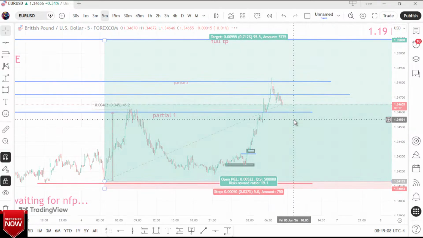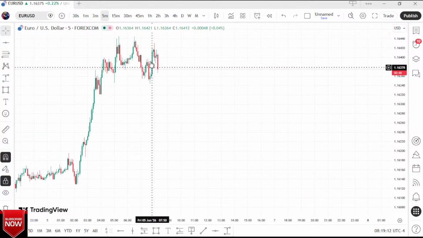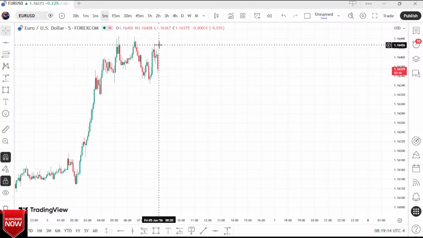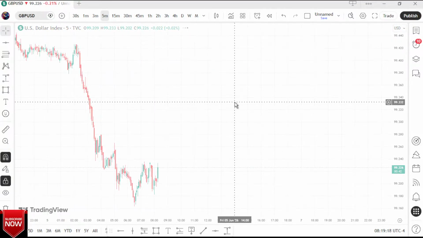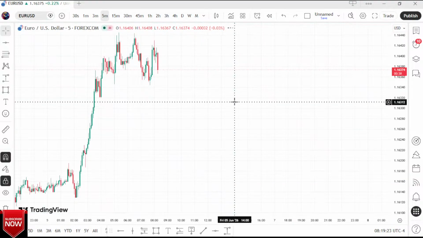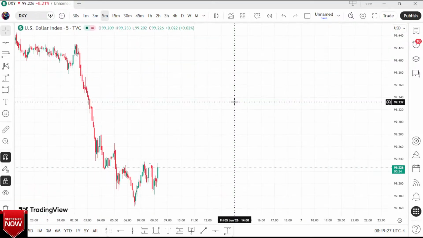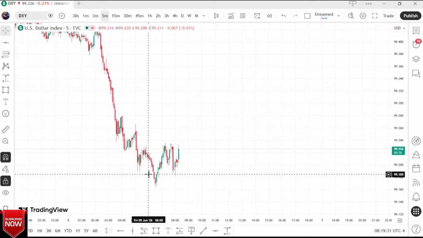This is the GBPUSD, the EURUSD. See how price is pretending that it wants to decline. It can decline, and decline massively here, but what I'm expecting is bullish prices. So in the DXY here, you see?